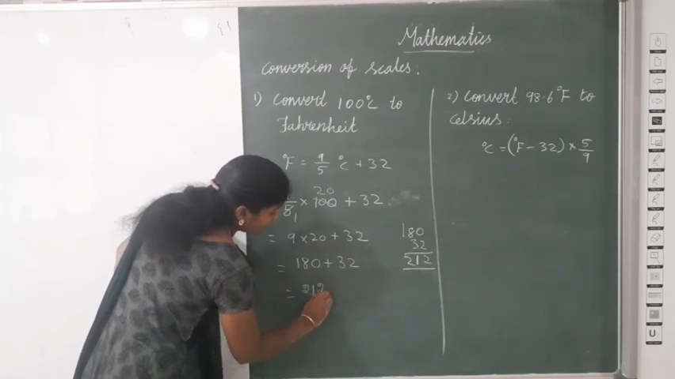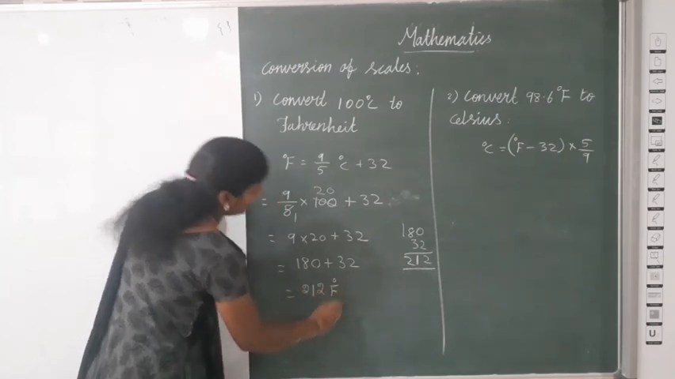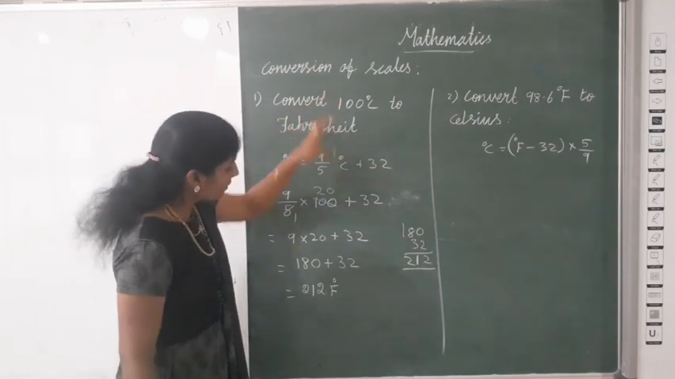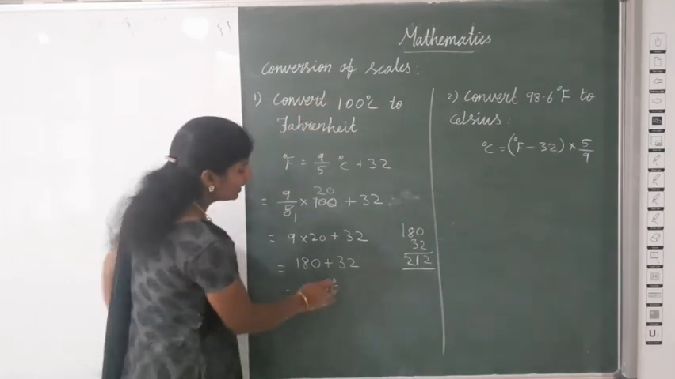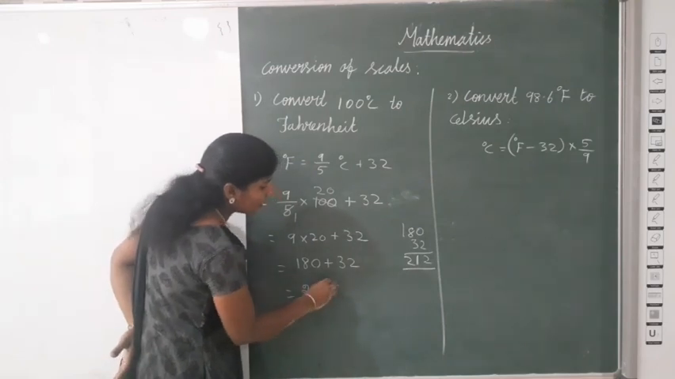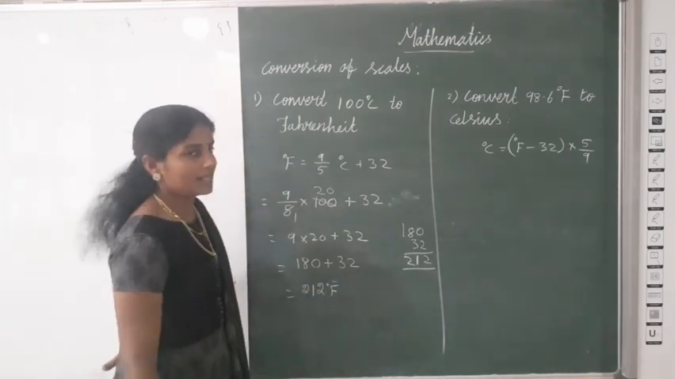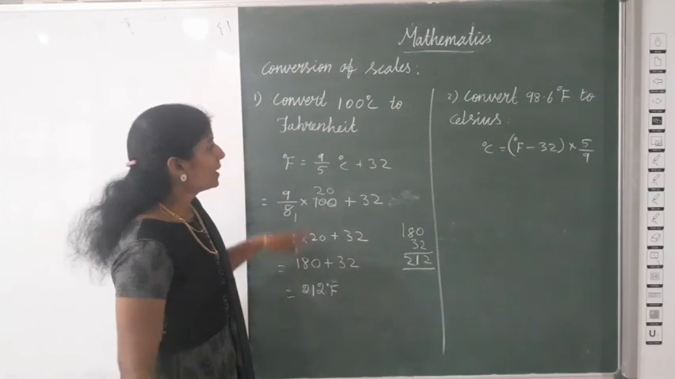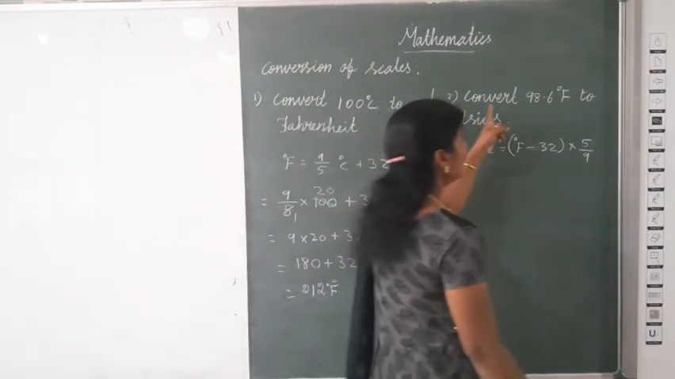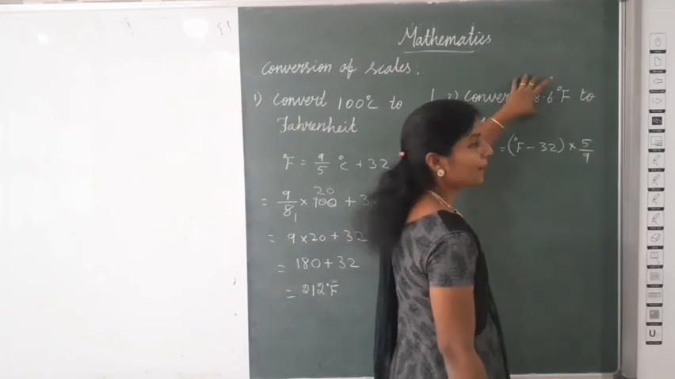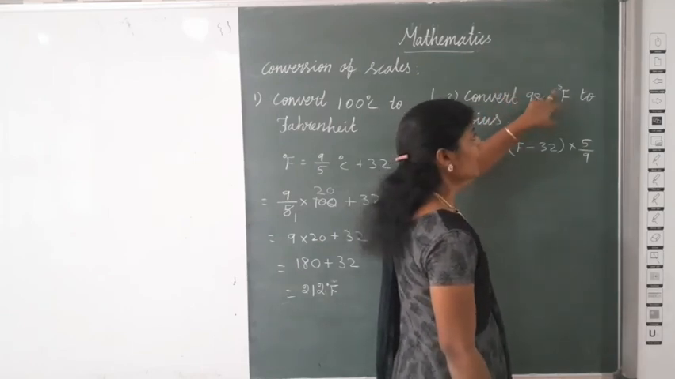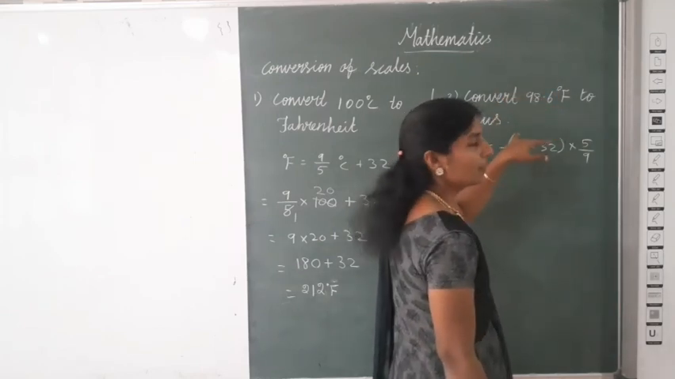212 Fahrenheit. This is Celsius, we are converting to Fahrenheit. So we can write this is 212 degree Fahrenheit. Now second one, convert Fahrenheit to Celsius. How much Fahrenheit? 98.6 degree Fahrenheit. Now we can convert into Celsius.